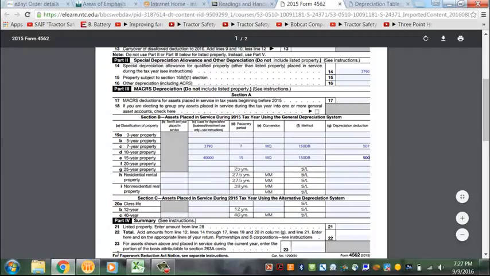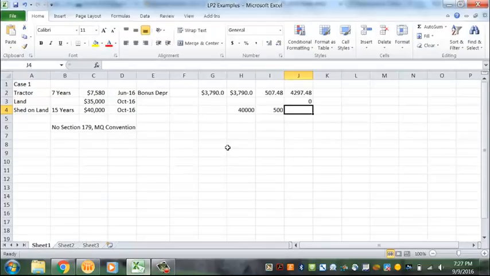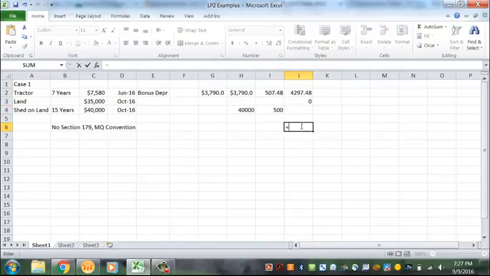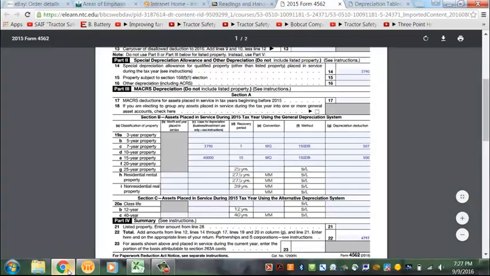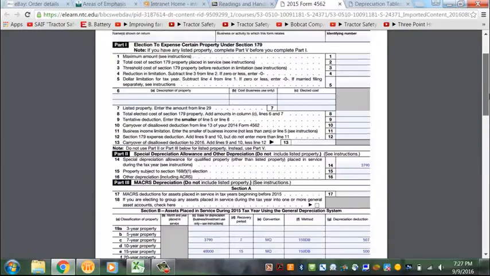So then we move down to part 4, the summary part, and it says total, add the amounts from line 12 up in the first section through line 17, and then add lines 19 through 20. So if we do that, we can see that our total depreciation is going to be, if we add this amount plus that, $4,797. So we enter that there, and our Form 4562 is completely filled out for this case.